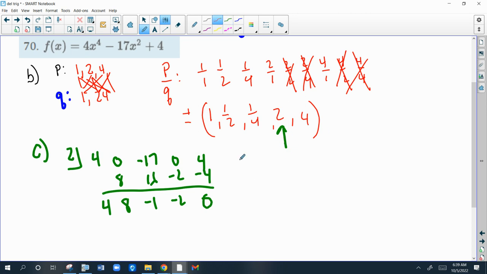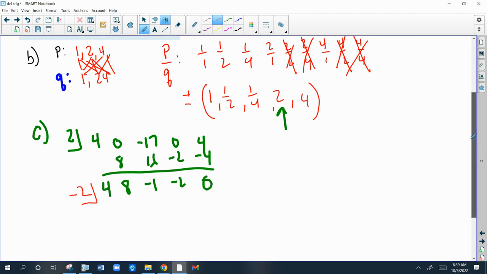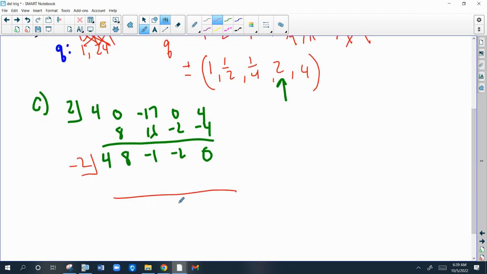The calculator also showed me that -2 should work. So I'm going to continue with the synthetic division. I know I'm going to get 0 right here. So 4 times -2 is -8. -2 times 0 is 0. And -2 times -1 is 2. So I do get 0. So I've already gotten 2 zeros, plus or minus 2.